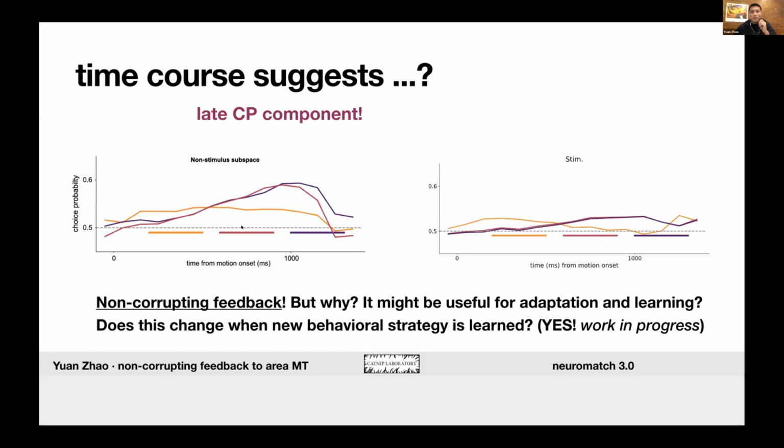On the left, we observe this large late CP component in the non-stimulus subspace. So the timing suggests that the choice information is from the feedback pathway, but the absence of a large CP component in the stimulus subspace gives us a hint of non-corrupting feedback. But why is that the case? Why is the feedback non-corrupting? It might be useful for adaptation and learning. And also we did some new experiments, and we found that this pattern changes when a new behavioral strategy is learned by the monkey, and the work is in progress.